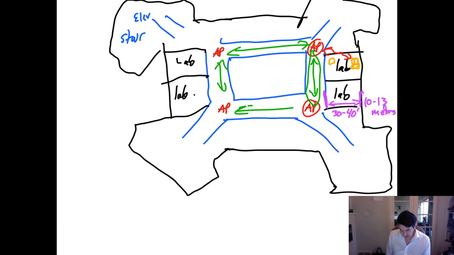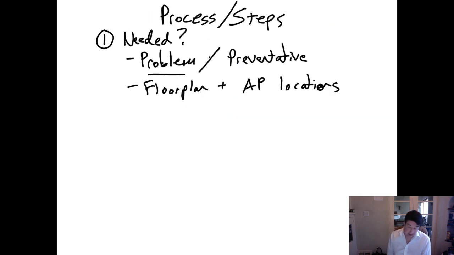You might have a case where your access points are not in the hallway and you have an access point kind of inside each lab. And so it may not necessarily look like there might be a problem from looking at the floor plan. But that's always kind of a good place to start.